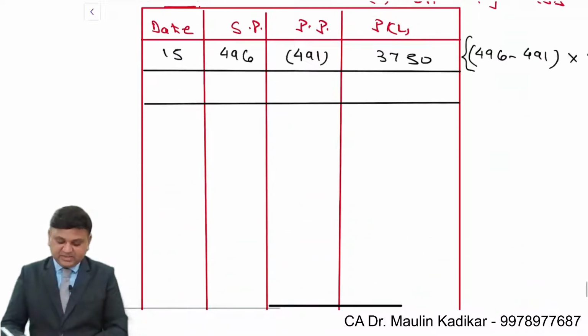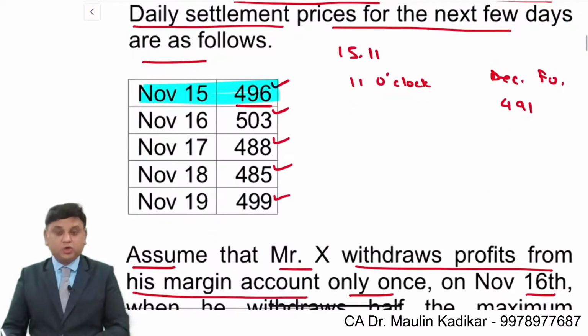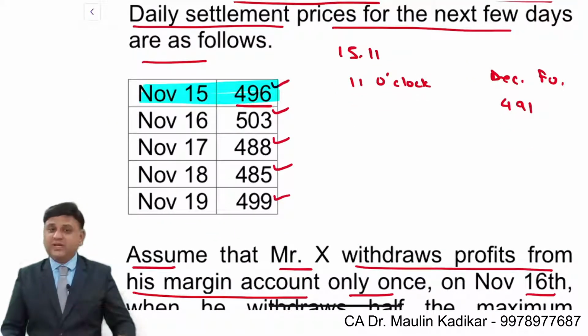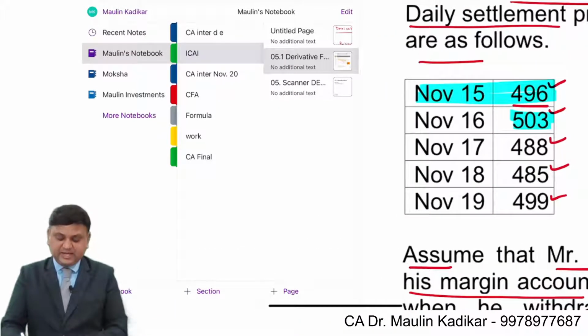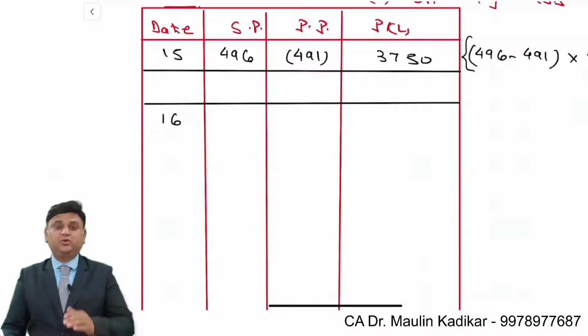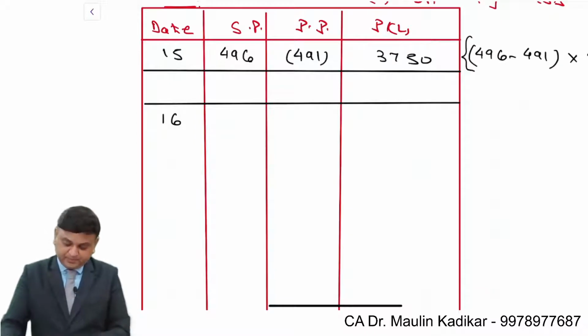Okay. Now on 16th, what is the situation? Let us see. On 16th, the closing price. Make sure that I am speaking very clearly, the closing price. Opening price, high price, low price, we are not concerned with that. We are concerned with the closing price, and the closing price is 503. So again, assuming that the trader is going to square off the contract at the closing price, the amount of profit or loss will be calculated.